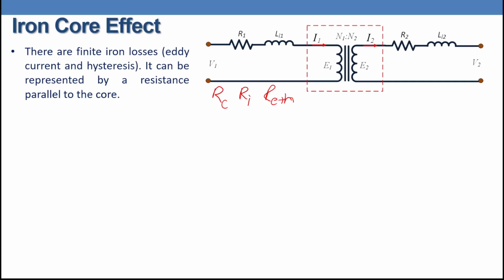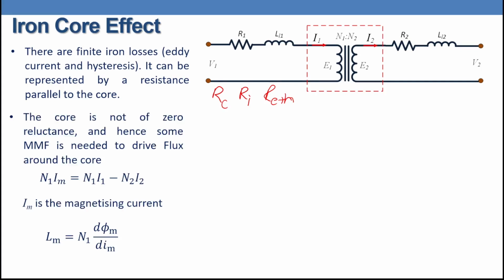Another point: definitely the core has a specific reluctance, and in this case, some MMF is needed to drive flux around the core. In the ideal transformer, N1I1 equals N2I2, but in the actual transformer, N1IM, where IM is a magnetizing current which drives this flux, equals the difference between N1I1 and N2I2.